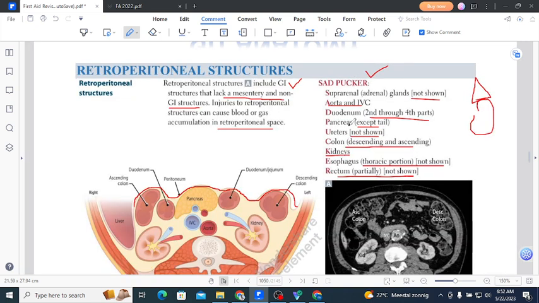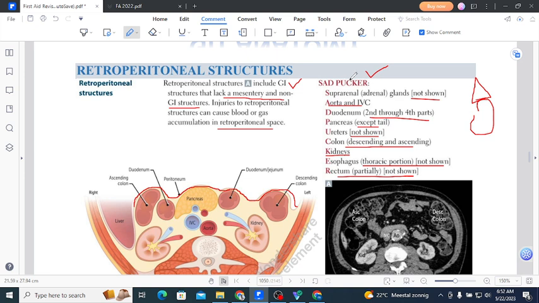Okay, so basically these are the retroperitoneal structures of high significance. There are other structures as well, but we are supposed to remember these things. So remember the mnemonic SAD PUCKER. S for suprarenal glands. A is for the aorta and inferior vena cava. D is for the duodenum, second to fourth part. P is for the pancreas except the tail.